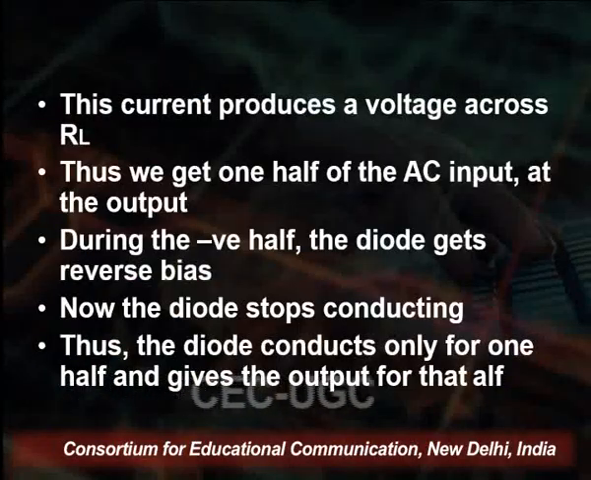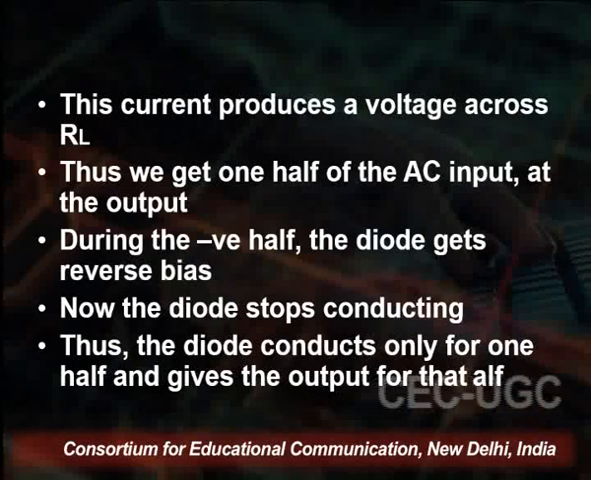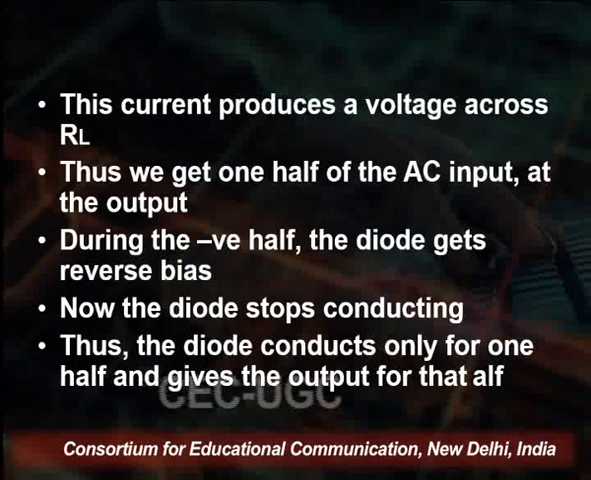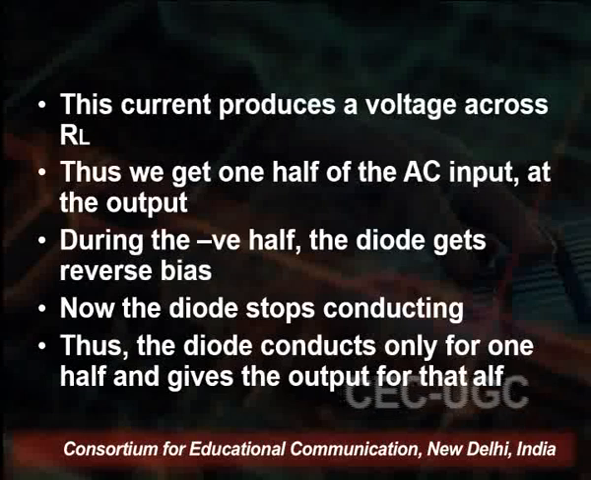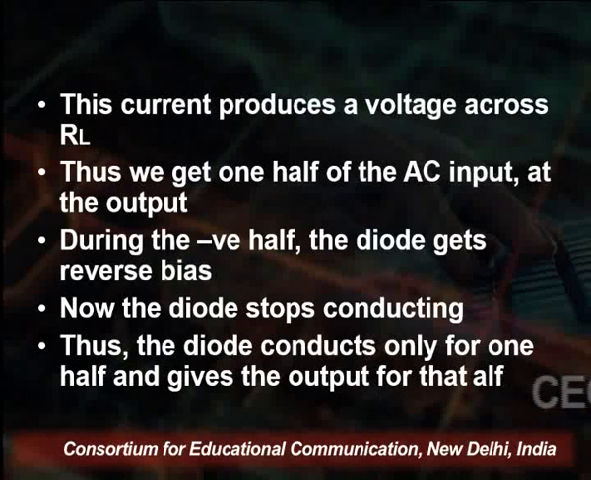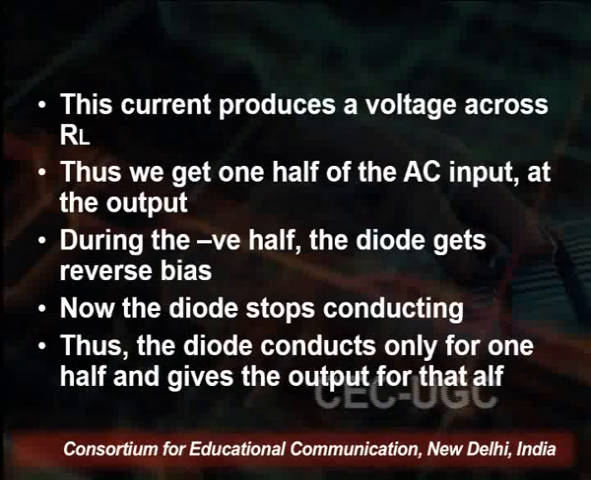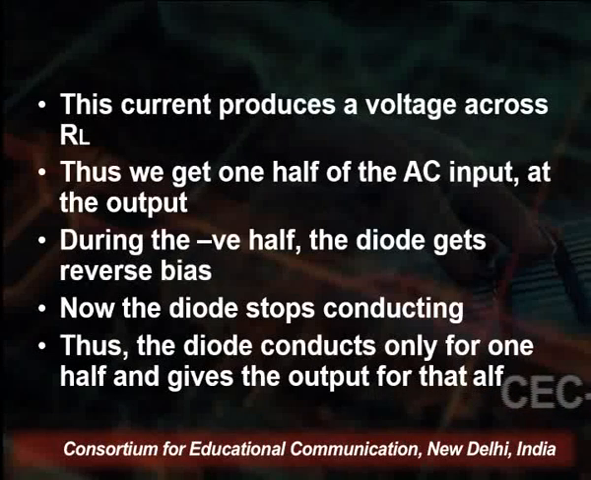This current produces a voltage across the load resistance RL. Thus, we can get one half of the AC input as the output. Means the first half of the AC input we will get as the output. During the negative half, the diode gets reverse biased. Now the diode stops conducting.